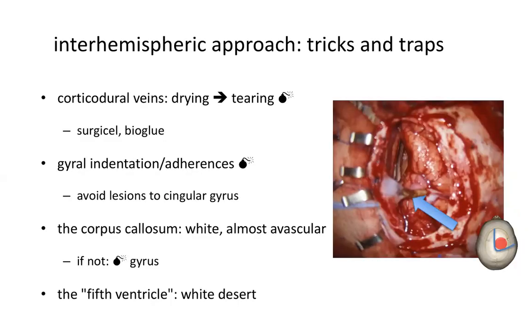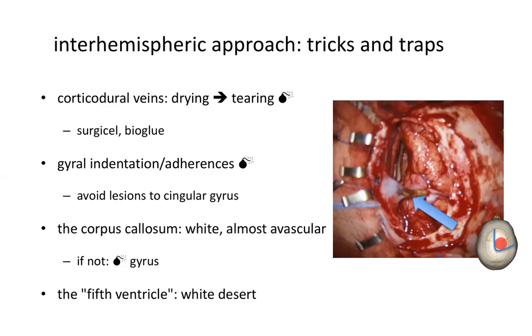What are the tricks and traps of this interhemispheric approach? When we have corticodural veins, we should prevent them from drying, because there is a risk of tearing, which can be prevented by using Surgicel and bioglue to prevent these veins from tearing. Sometimes during the approach, we have a gyral indentation with adherences between the two hemispheres. So we have to avoid doing a lesion, especially bilateral lesions, to the cingulate gyrus.